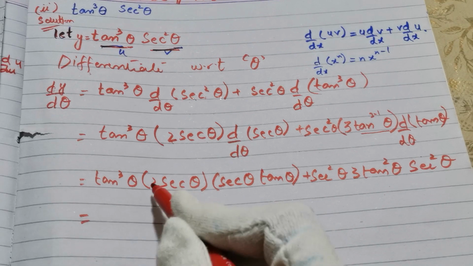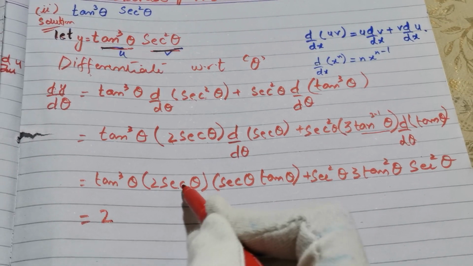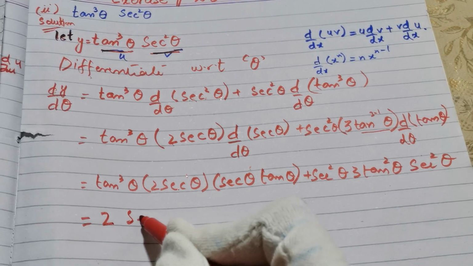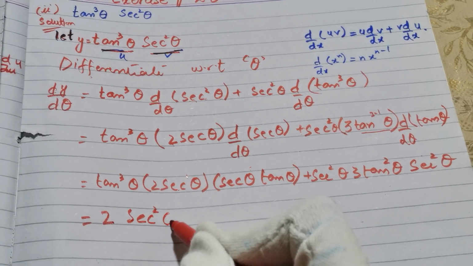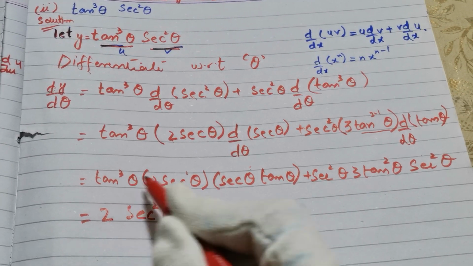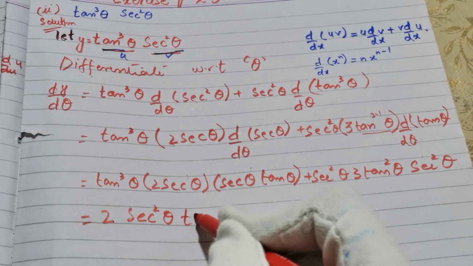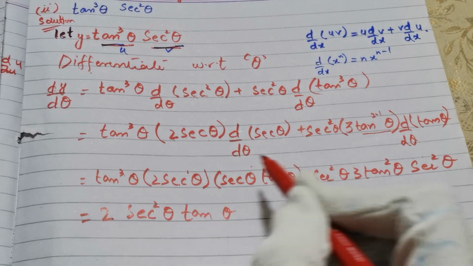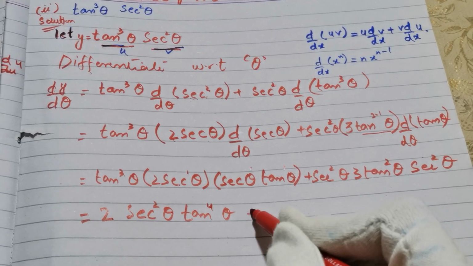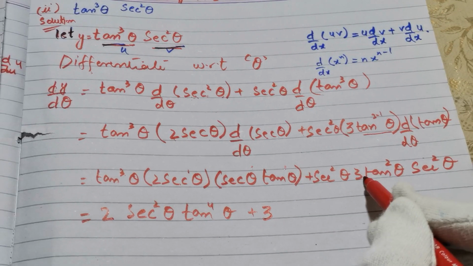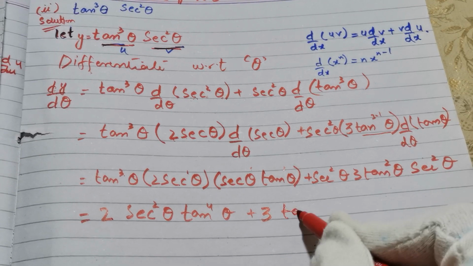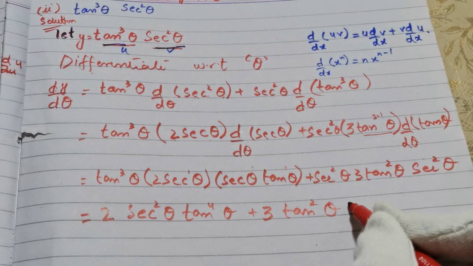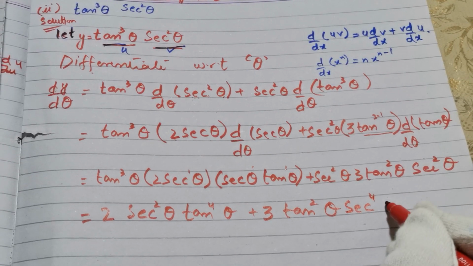Now we simplify: secant, this power is 1 and this is 1, 1 plus 1 becomes 2, secant square theta, and 3 tan theta. Here the power is 1, 3 plus 1 is 4, plus 3 tan square theta, and secant theta, 2 plus 2 becomes 4.